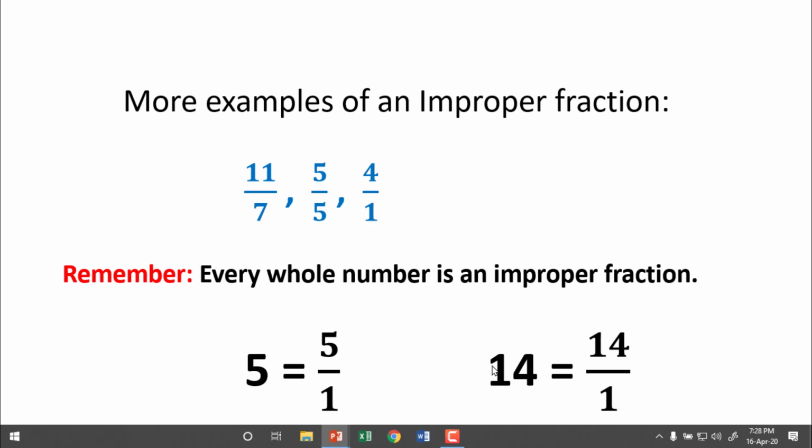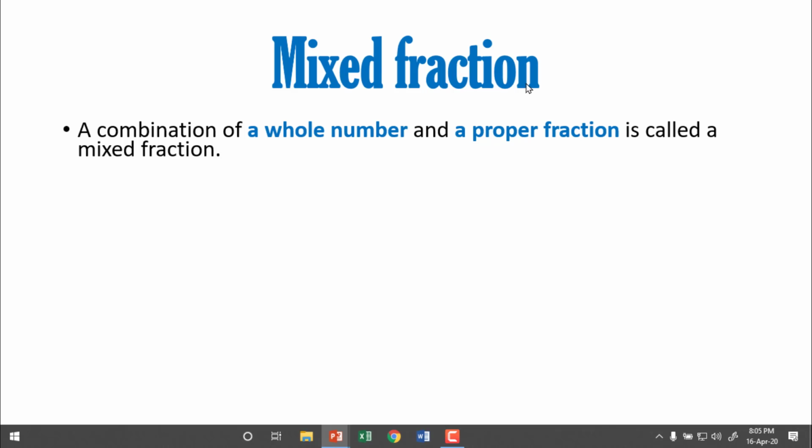Again 14, we can write 14 as 14 by 1. Here 14 by 1 is also an improper fraction, that's why 14 is an improper fraction. So we can say that every whole number is an improper fraction. Mixed fraction. A combination of a whole number and a proper fraction is called a mixed fraction. That means a whole number and a proper fraction together make a mixed fraction.